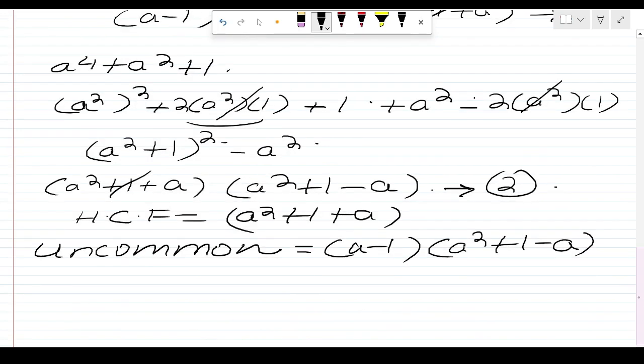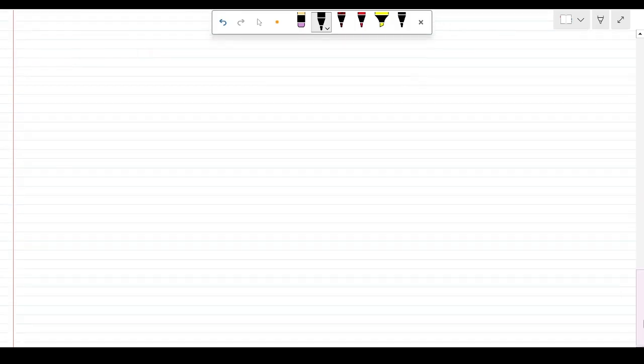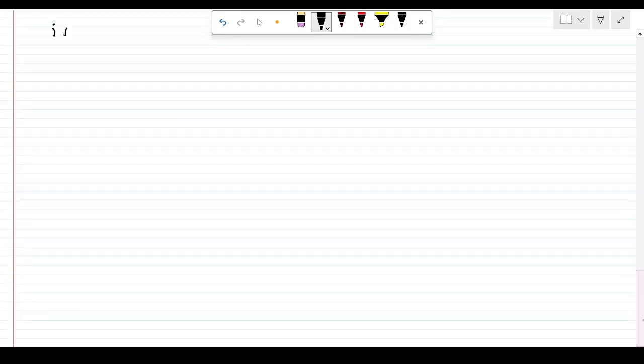Okay, so after that we need to find the LCM. So the LCM is basically the product of both of these. So we can easily write a minus 1, and then we can write a square plus 1 plus a and a square plus 1 minus a. So this will be our final answer for question number 1 part 2. Now let's move on to the third part. Part number 3.